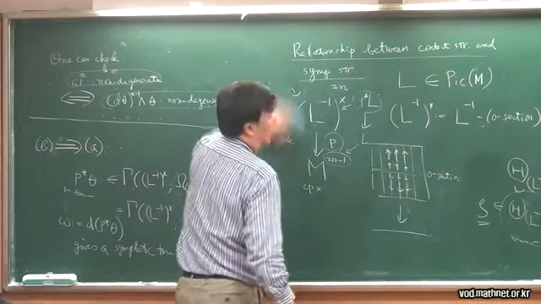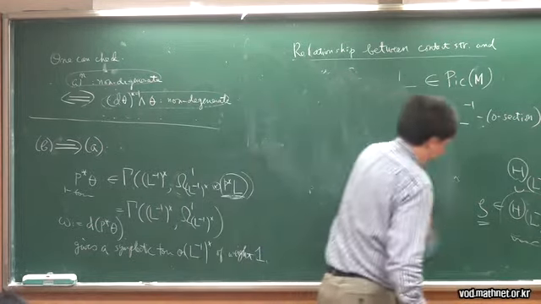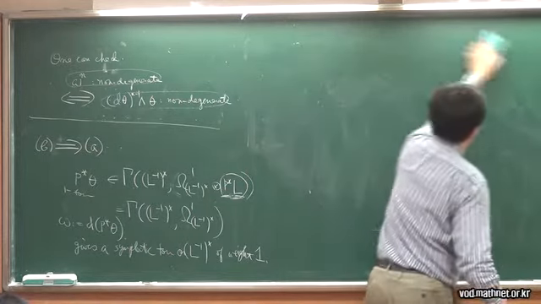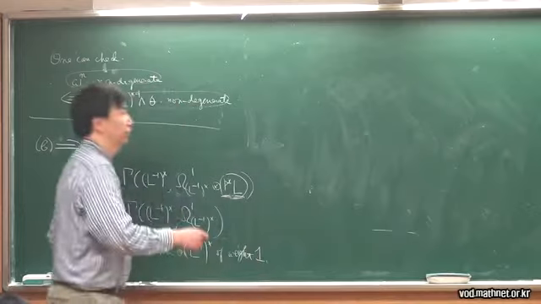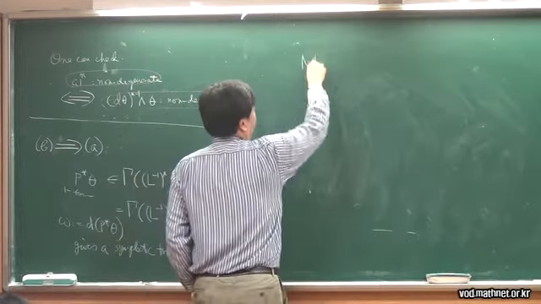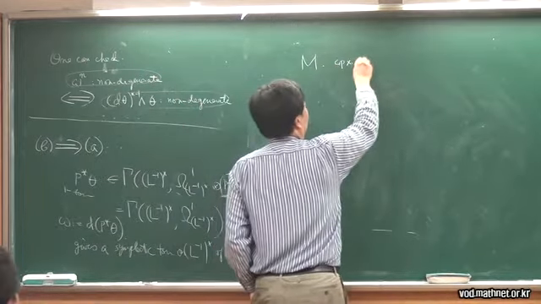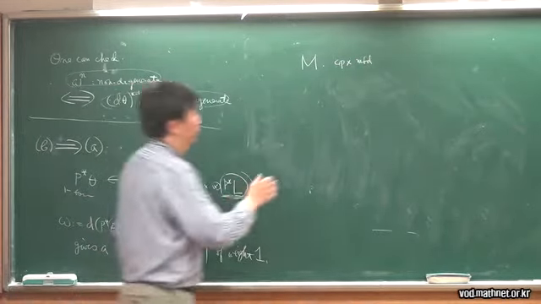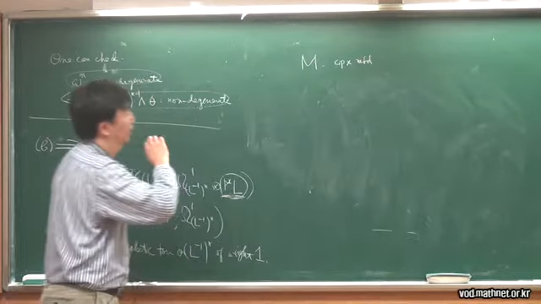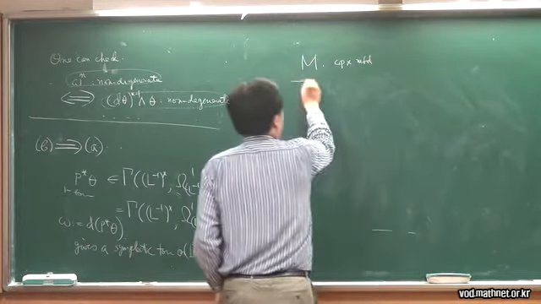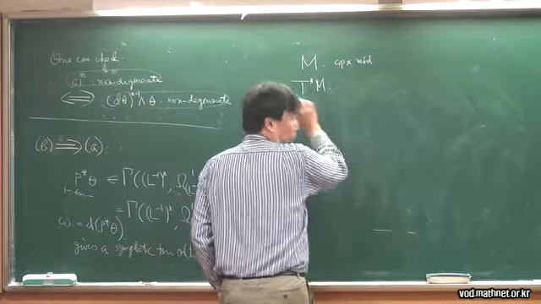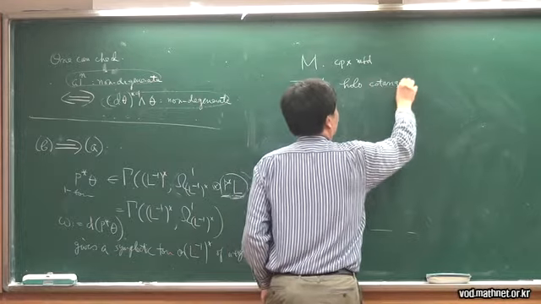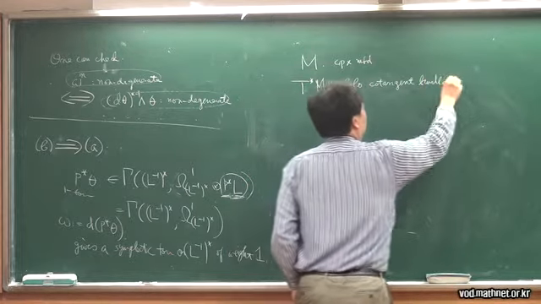So now let's consider the following situations. Now we have the following situations. Let's start with a complex manifold, any complex manifold, and then take a cotangent bundle. This is a holomorphic cotangent bundle of M.